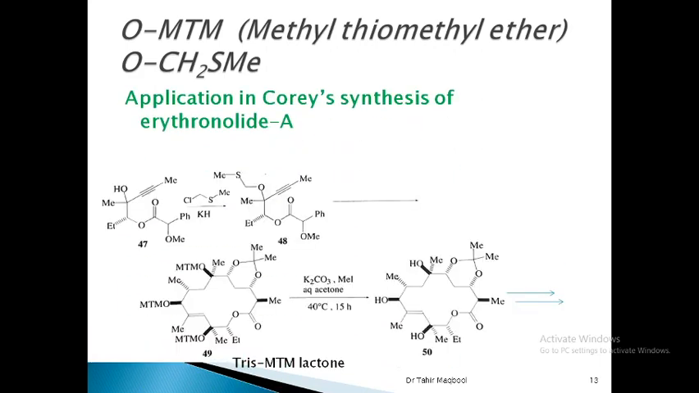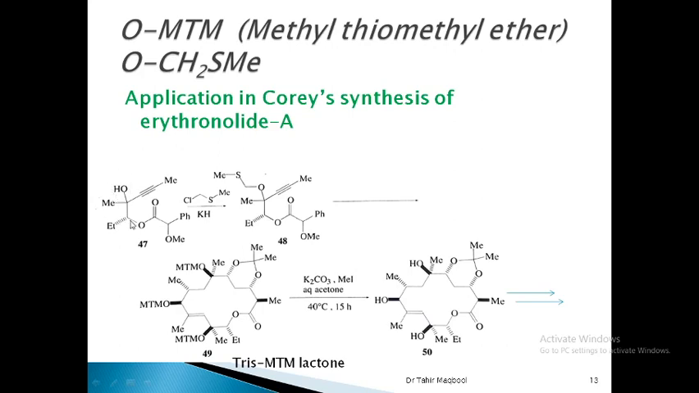So here is the application. The application is in the core synthesis of erythronolide A. Erythronolide A, as you know, is a parent erythronolide. From the name you can remind erythromycin. It is a parent of several classic antibiotics including erythromycin. So during its synthesis of erythronolide A, Corey has used the MTM protecting group.